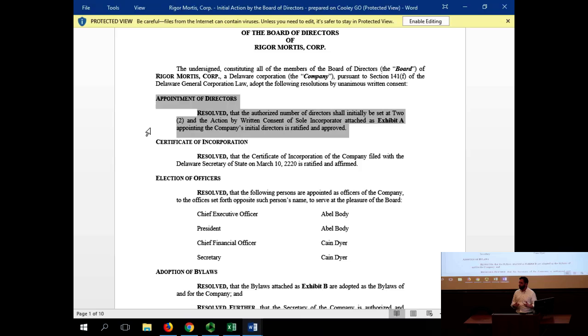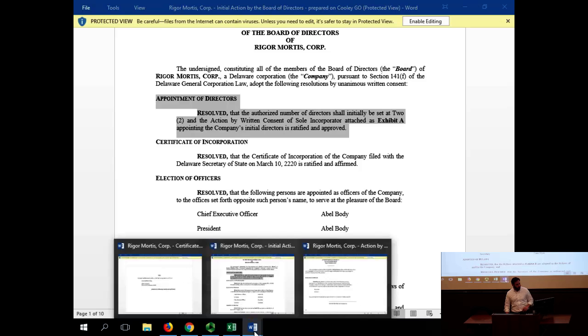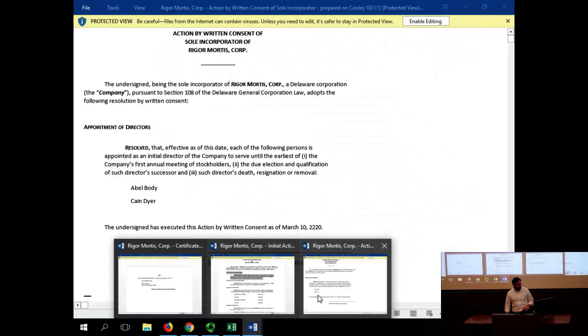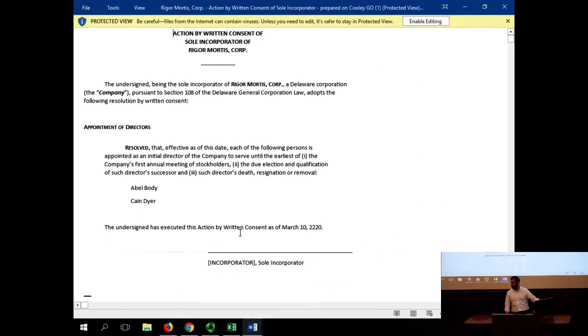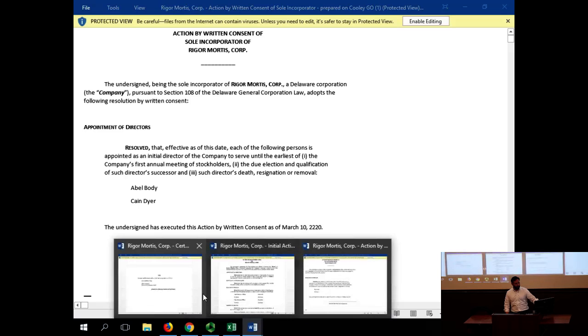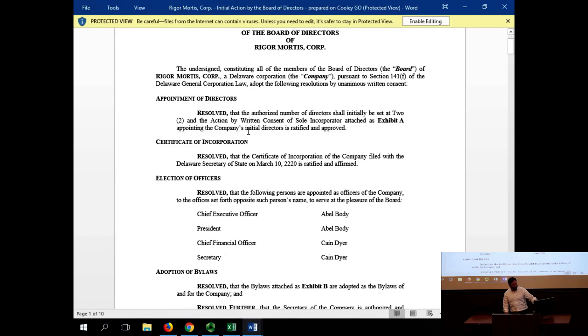And I don't write it this way. I would revise these to call this a ratification of the action by incorporator. Because remember, the incorporator appointed the directors, and now we have this appointment of directors language again. I would change this. I would call this ratification of directors. And we'll talk about how a ratification works.